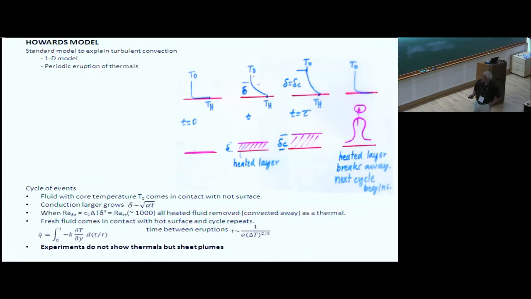So there is a famous model called Howard's model for turbulent convection, which was proposed quite some time back. The model is basically an unsteady model where with time, the conduction layer grows. And when the conduction layer thickness becomes unstable, or the Rayleigh number based on this conduction layer thickness exceeds a certain value, it breaks up into a thermal. And one can do calculations, for example, what is the heat flux based on this very simple model. But however, in many experiments, what you find is not thermals, but line plumes.